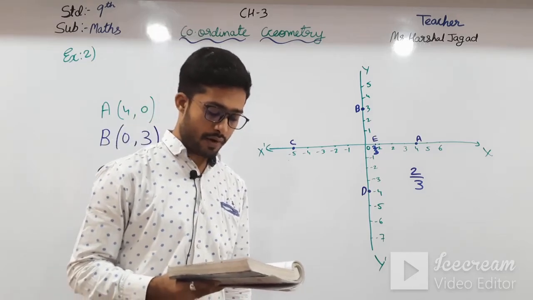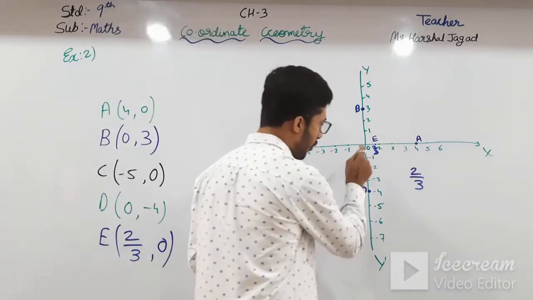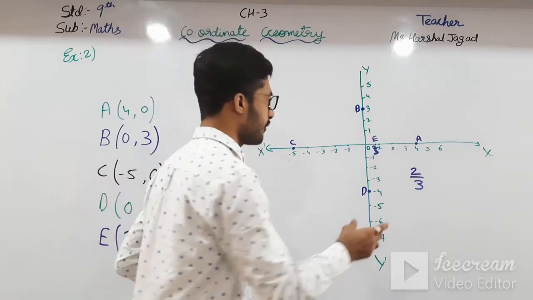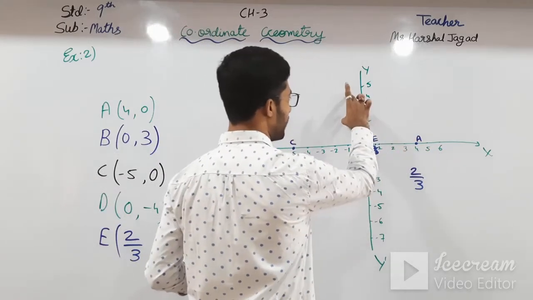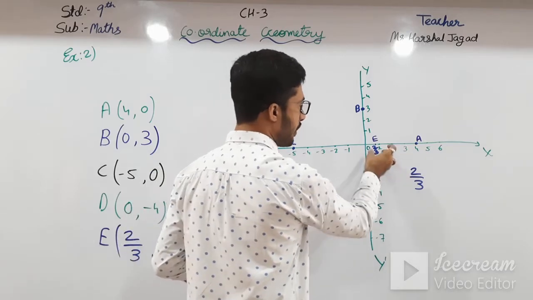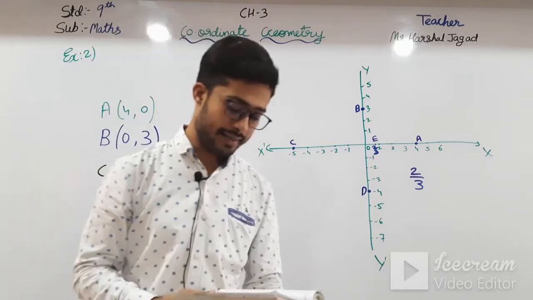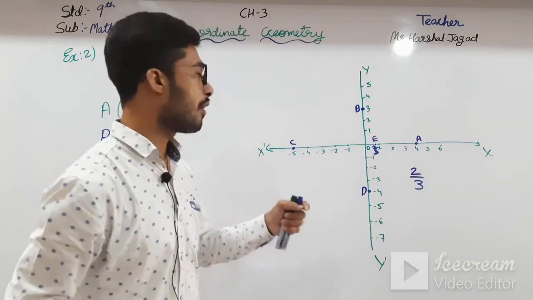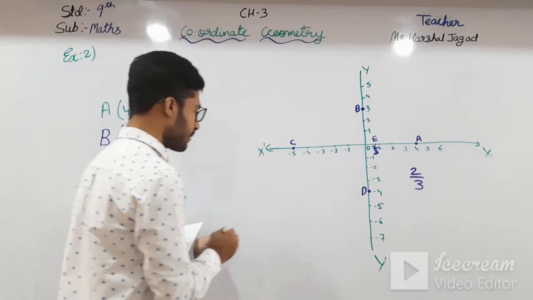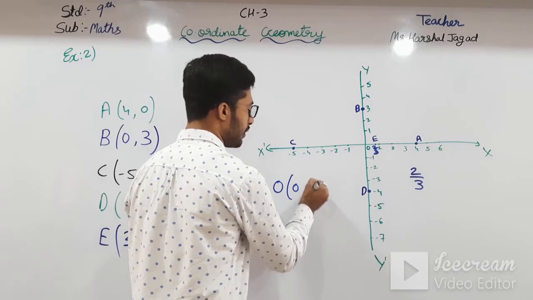Okay students, what are the coordinates of the origin? See here, what are the coordinates of the origin? We have found the coordinates of A, B, C, D and E. Then what will be the coordinates of the origin O? The coordinates of the origin O will be (0, 0).